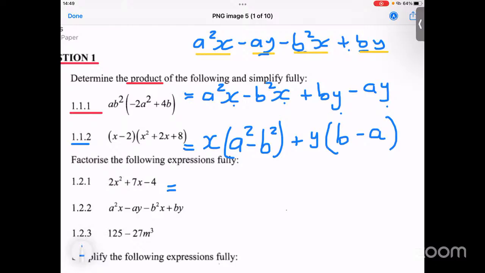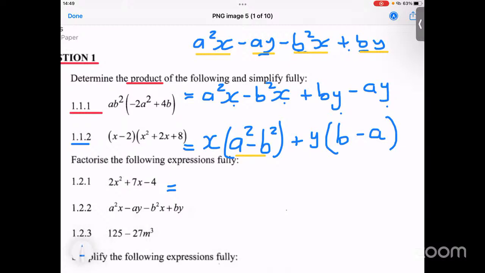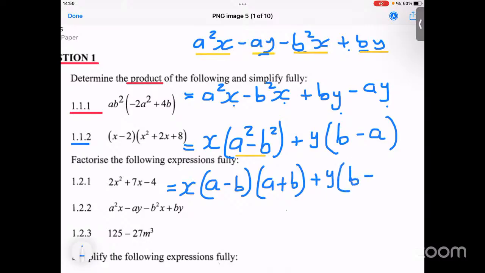Now you can definitely remember something very important. What is that something important? You are having the difference between two squares there. I'm not sure if you're able to notice that. You are having the difference between two squares, and you can still further work that out. Remember, we said you will just say a minus b. That means on the other side, you say a, then you plus it by b. Then you still have this one of y into b minus a.